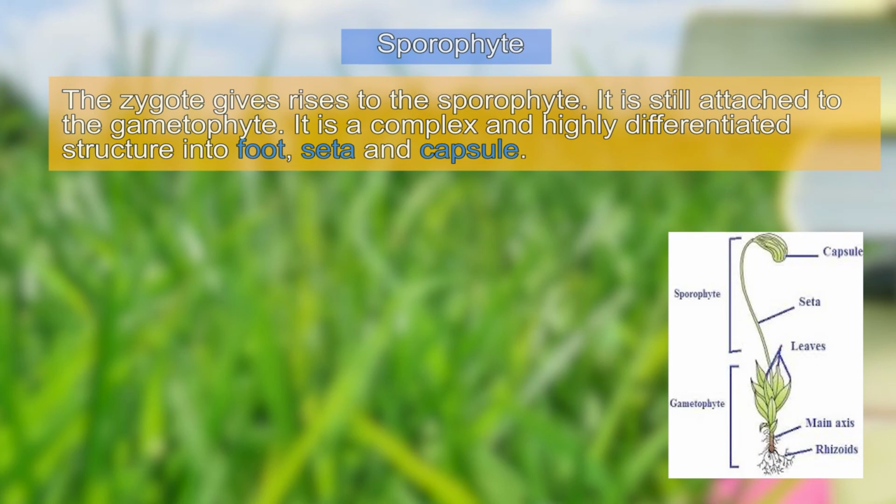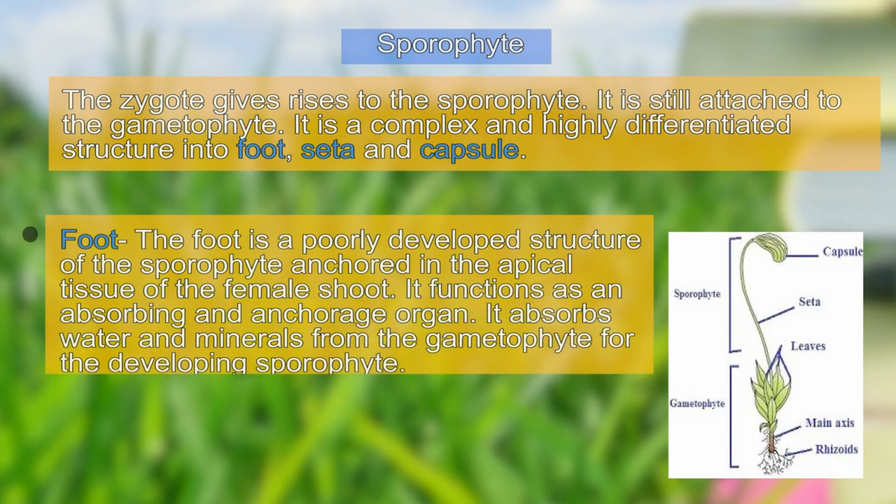It is a complex and highly differentiated structure with foot, seta and capsule. Foot is a poorly developed structure of the sporophyte, and it is present within the gametophyte in the female gametophytic shoots, and it functions as an absorbing and anchorage organ. It absorbs water and minerals from the gametophyte.